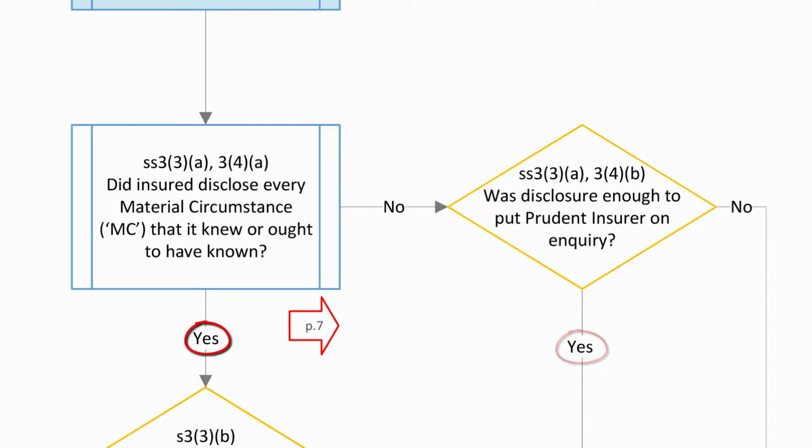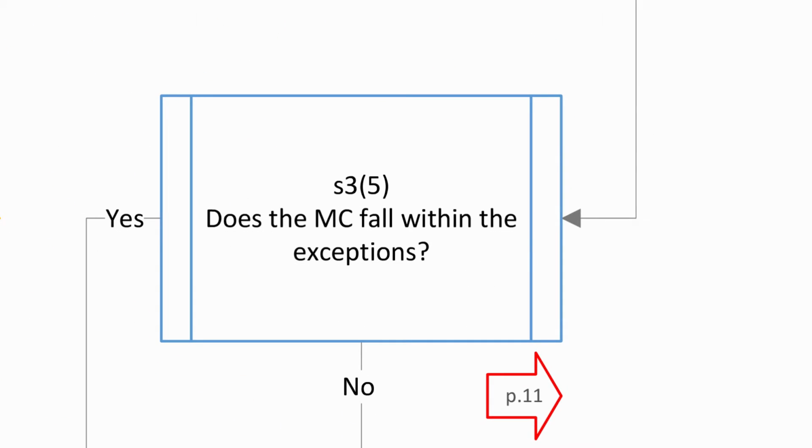But what if the answer to the question of whether a prudent insurer has been put on inquiry is no? Well, the insurer might still be able to say that they are not in breach of their obligations. You have to consider whether the material circumstance is what I call an exception to the insured's obligations to provide disclosure. There are some categories of information that are exceptions to the general rule. I flag up here to turn to page 11, but rather than go through that, I'm going to give you a quick summary of what the exceptions are.